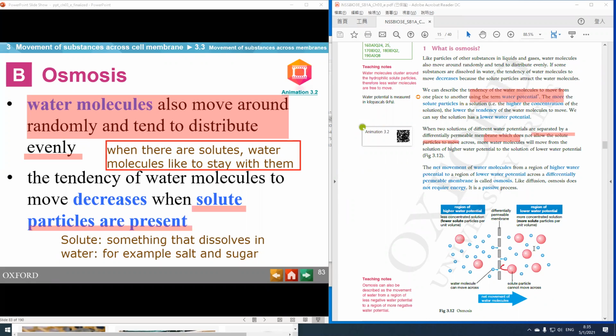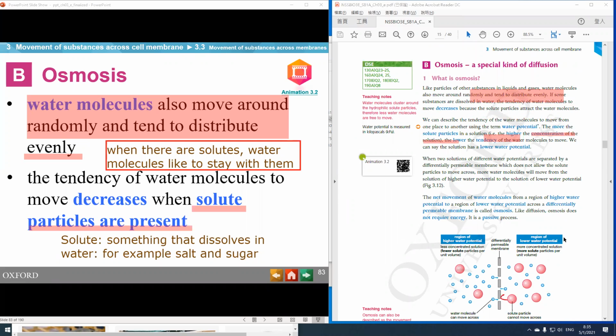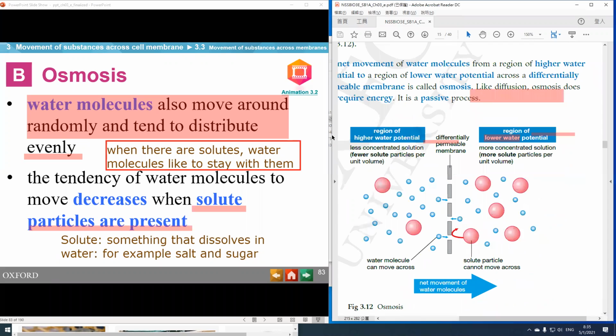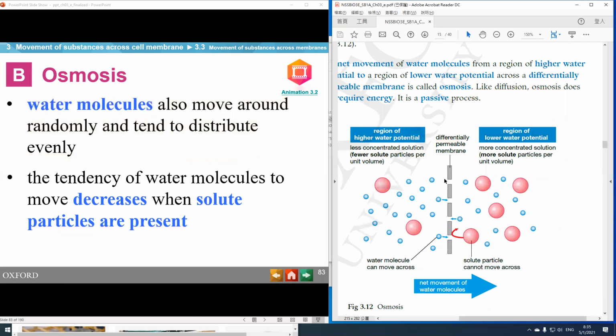Okay, so let's take a look at, imagine the blue dots. The blue dots are water molecules. Regarding one water molecule and another water molecule, let me give a name.